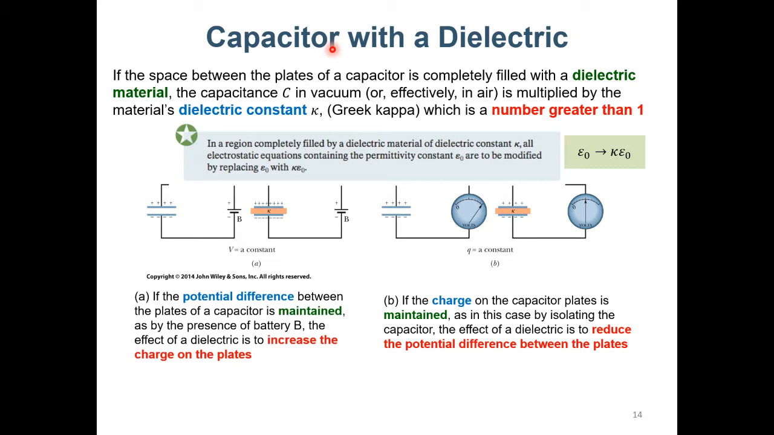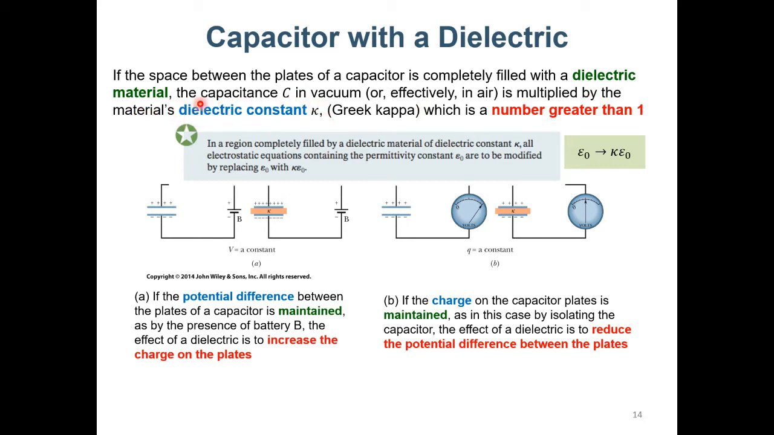So here there's another trick. You can place something inside the capacitor, which makes it look like a sandwich, and then the capacitance will become larger. If the space between the plates of a capacitor is completely filled by a dielectric material, the capacitance C in vacuum, which for electrical properties is the same as with air, is multiplied by the material's dielectric constant.